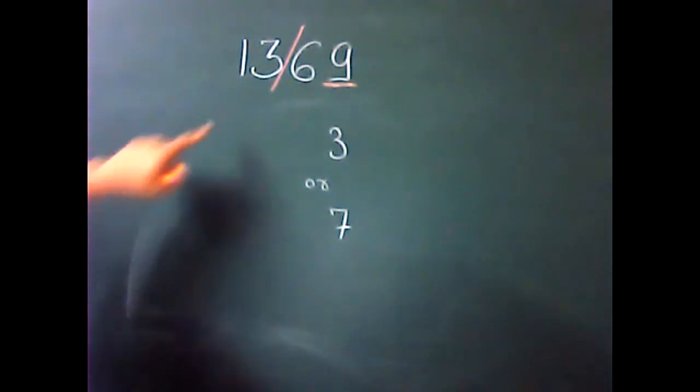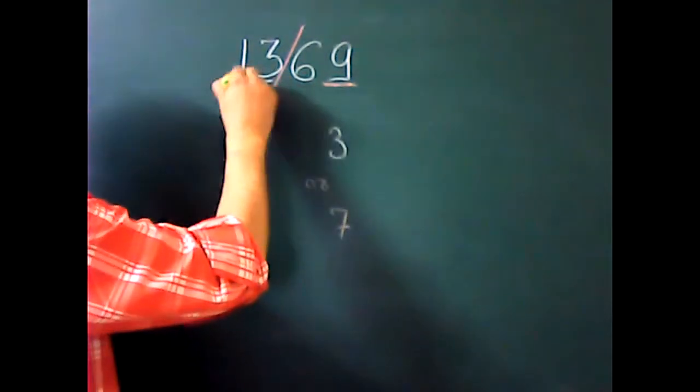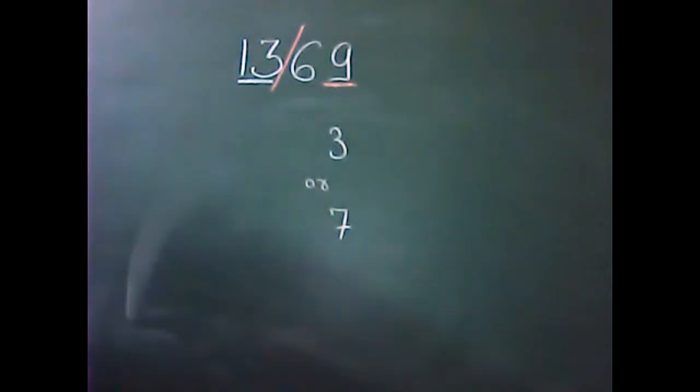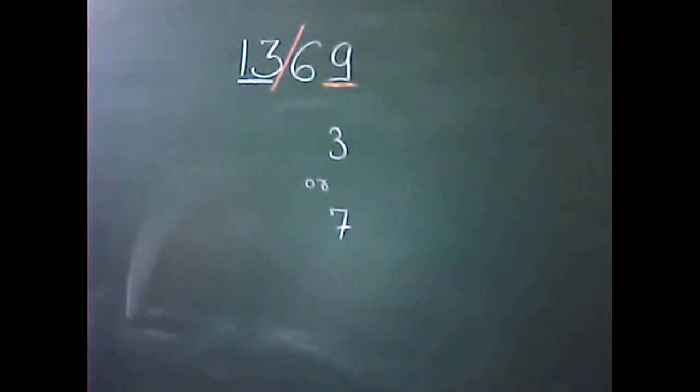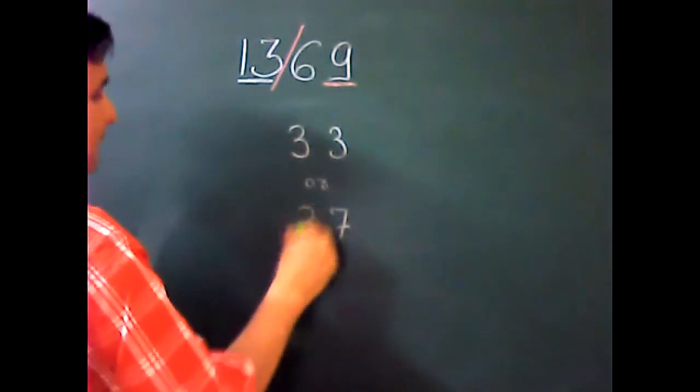Now, for LHS, the number is 13. What is the perfect square smaller than 13? 9. Yes, very nice. The perfect square smaller than 13 is 9. And the square root of 9 is 3.